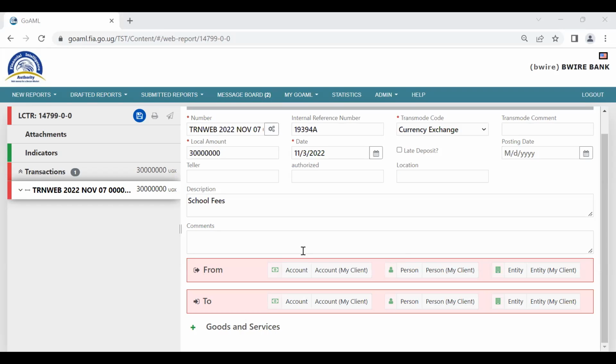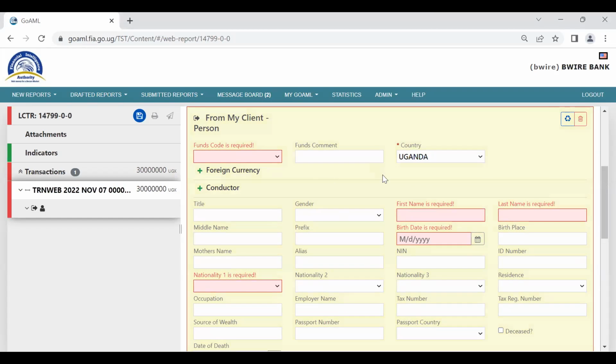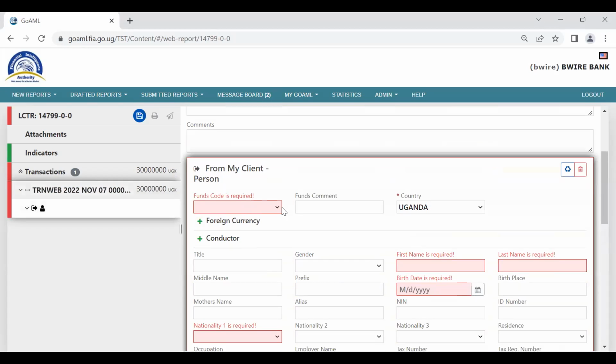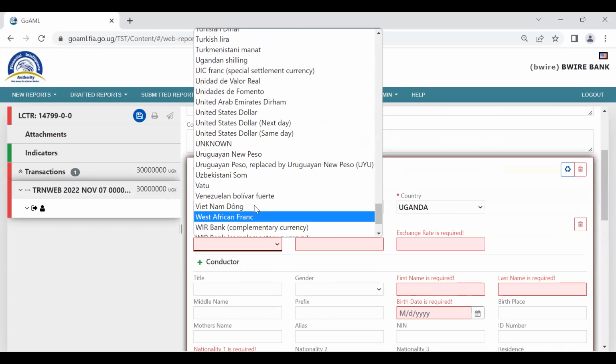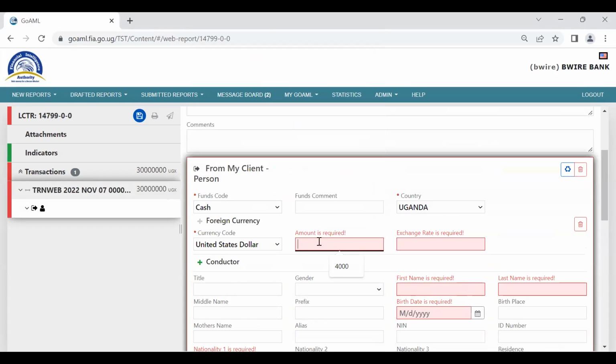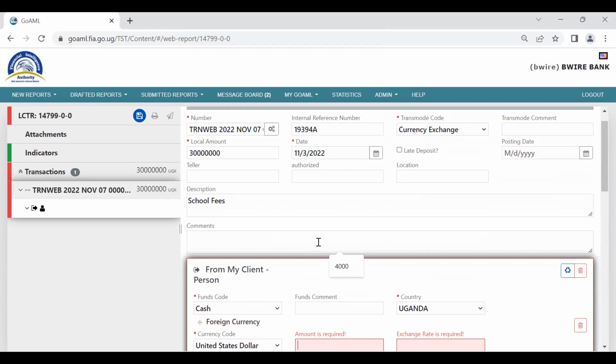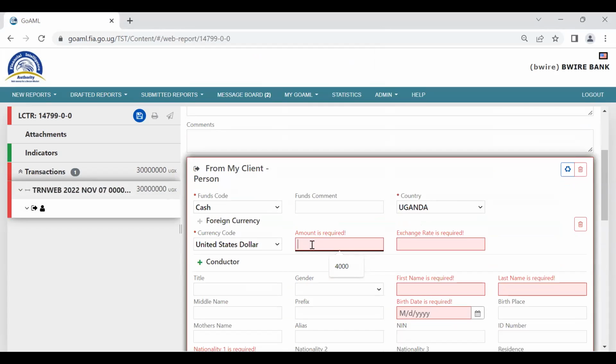All right, so let's move. This is a Forex example. So it will be passed on my client. The person came with dollars, so for 30 million, what is the ongoing exchange rate?